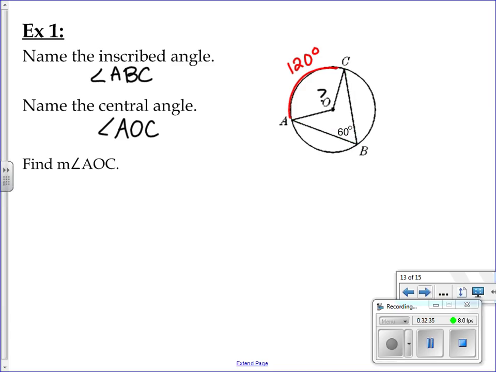how does that help me find my central angle? Well, the central angle is also opening up to this arc. And what we learned yesterday about central angles, they're going to have the same exact measurement. So this angle will also be 120.